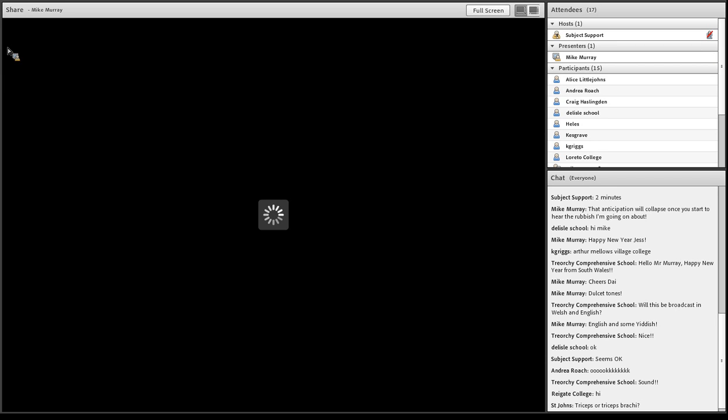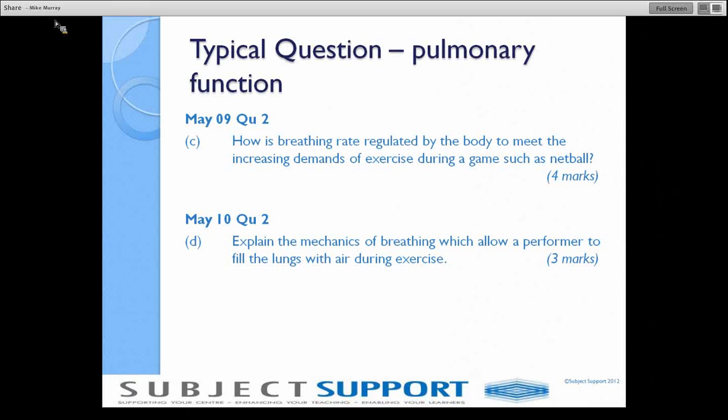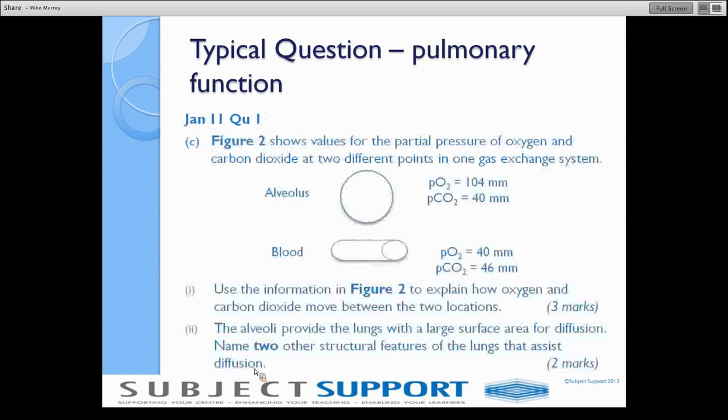How it's regulated, and the second part's really irrelevant. How is breathing rate regulated is the actual question. And then the second question from a couple of years ago: the mechanics of breathing, which allow a performer to fill their lungs during exercise. So we've got breathing rate regulation, we've got the mechanics of breathing, sorry. And then we've also got another question from 2 years ago.